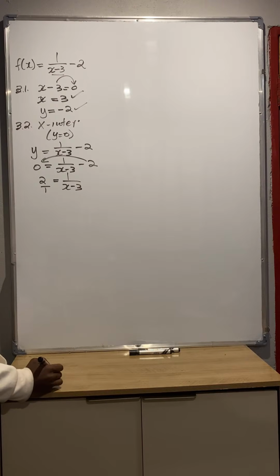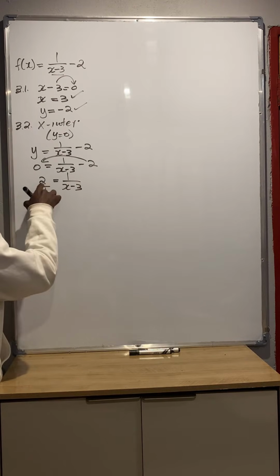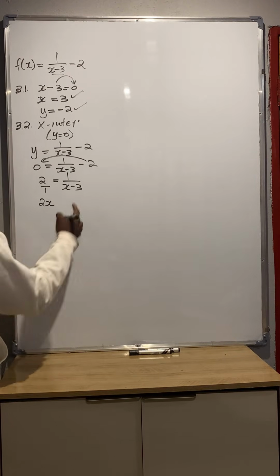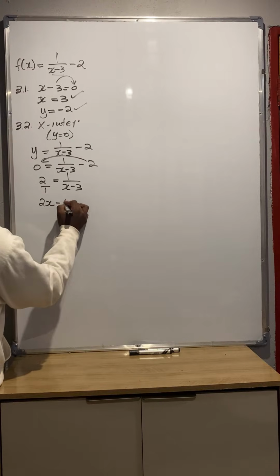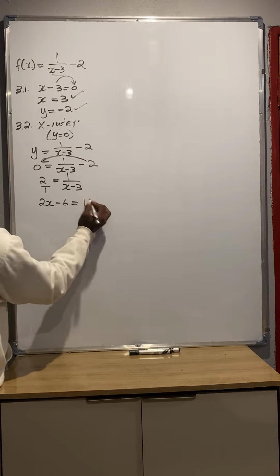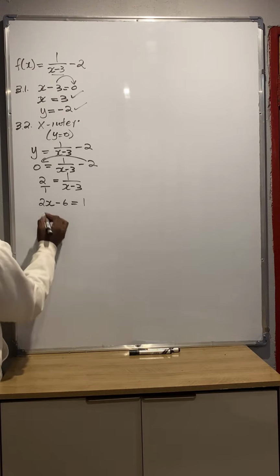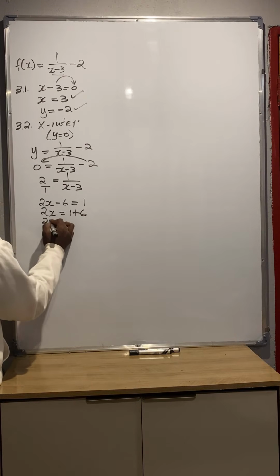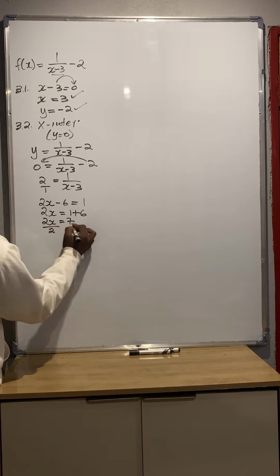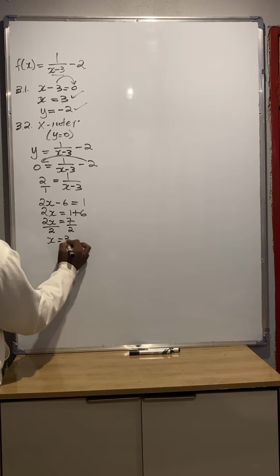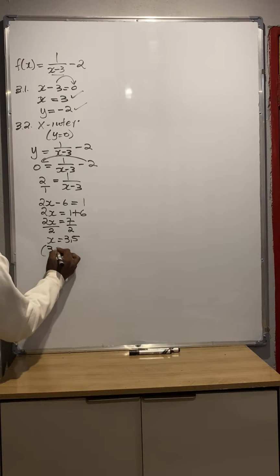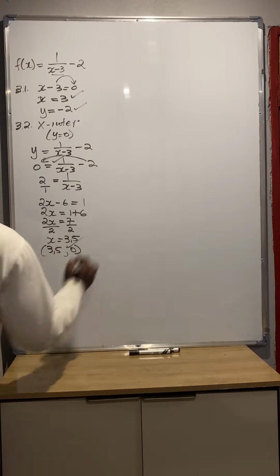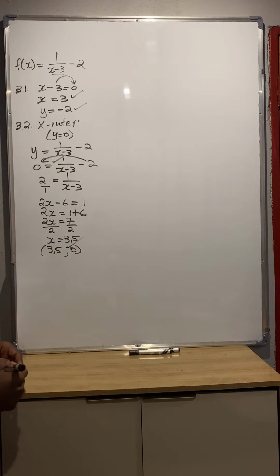What do you do, family, when you arrive here? You cross multiply. 2 multiplied by x is 2x, 2 multiplied by negative 3 is negative 6, equals 1 multiplied by 1. Then you take this one to this side: 2x equals 1 plus 6, therefore 2x equals 7. We divide by 2, x equals 3,5. So x is 3,5 and y is 0. Those are your x-intercepts.